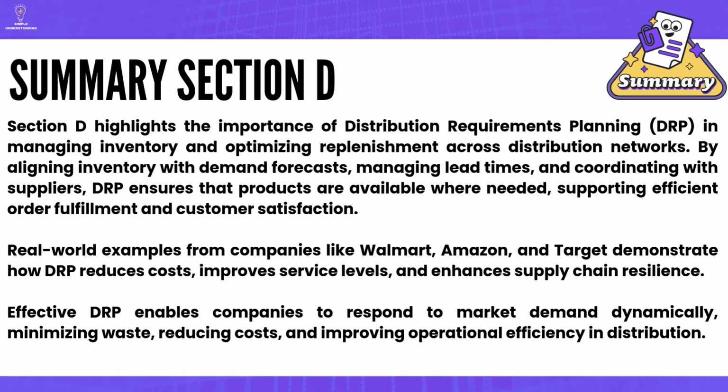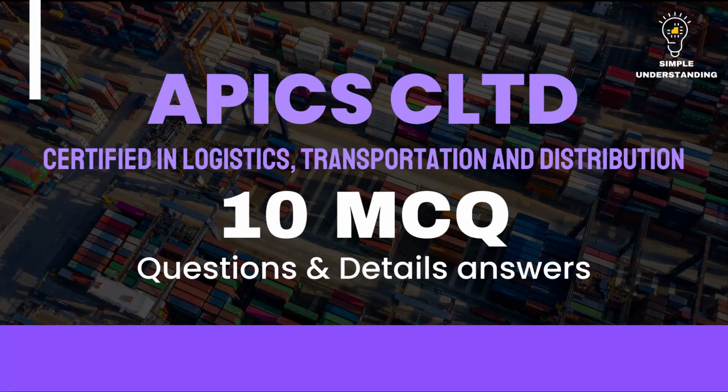Real-world examples from companies like Walmart, Amazon, and Target demonstrate how DRP reduces costs, improves service levels, and enhances supply chain resilience. Effective DRP enables companies to respond to market demand dynamically, minimizing waste, reducing costs, and improving operational efficiency in distribution. Let's take a small practice test for Section D.